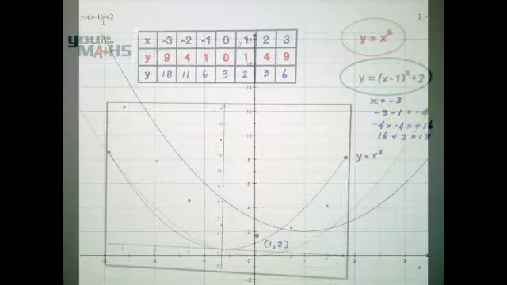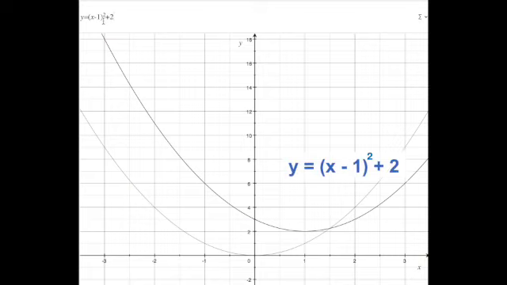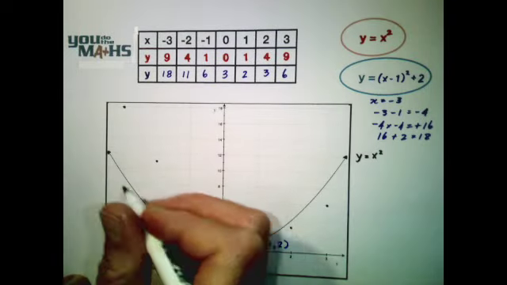Let's have a look at the final form of that parabola. According to our rules that we saw earlier, the minus 1 in the bracket indicates a movement of the graph 1 unit horizontally, and the plus 2 outside the squared bracket indicates a movement vertically. And we can see that here on the graph.